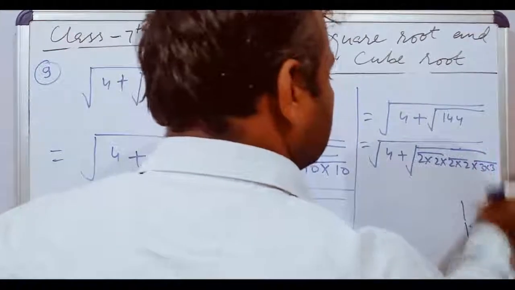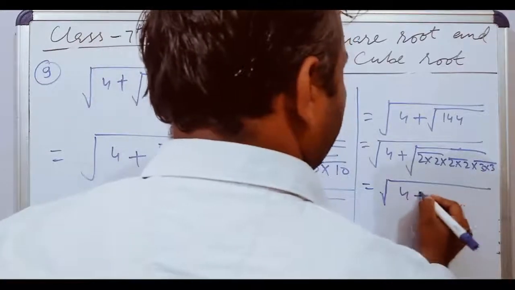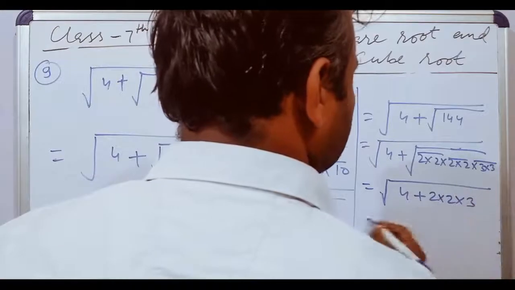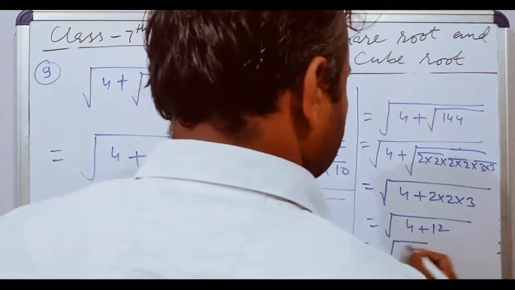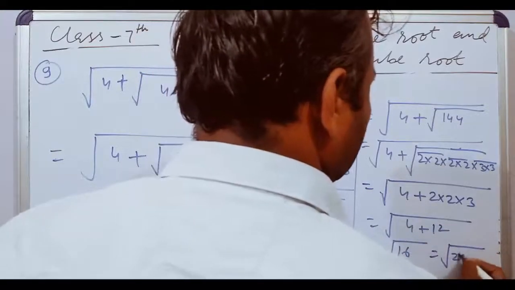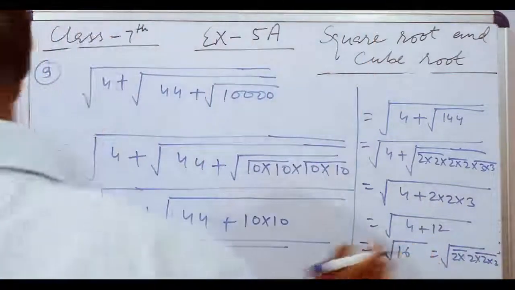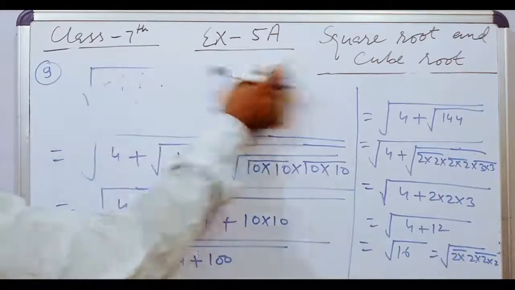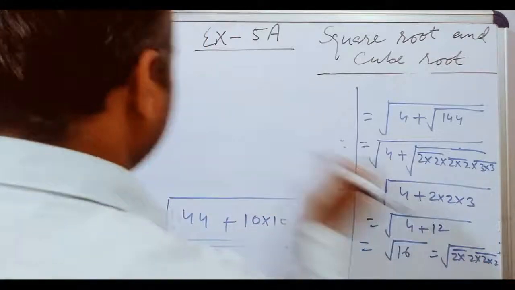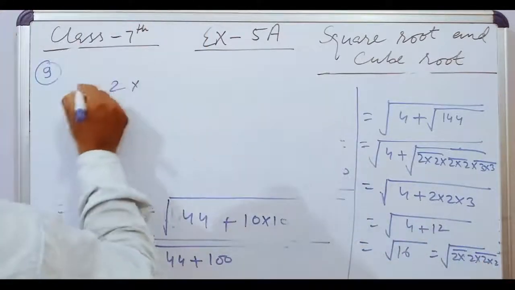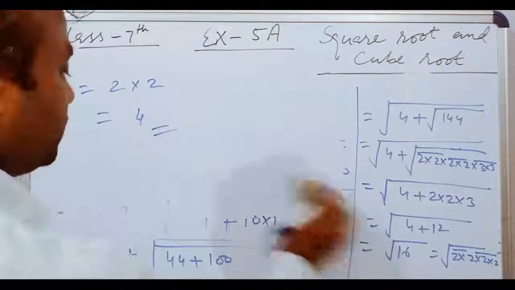Okay, then 4 plus 2 into 2 into 3. 4 plus, 2 fours, 3 is 12. It is 16. 16 can be written as 2 into 2 into 2 into 2. From this 16, from the pair of 2 we will take out 2, from the pair of 2 we will take out 2. It is 4. This is the answer. Okay dear students.